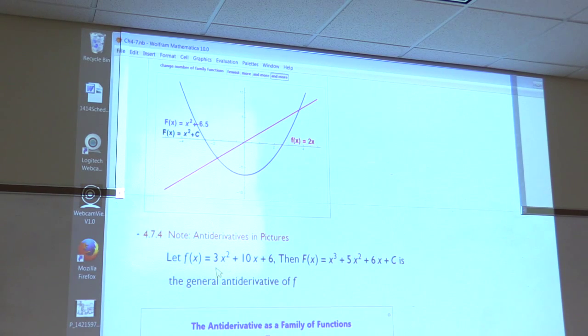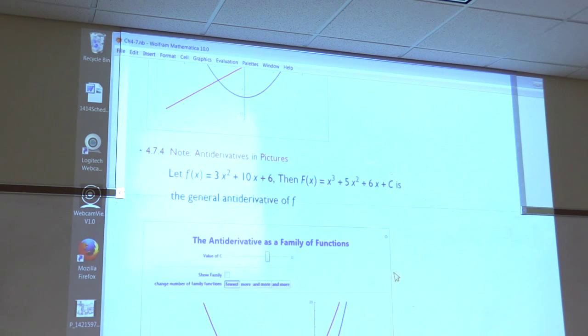So here's another example. If little f of x is 3x squared plus 10x plus 6, then does everyone agree that this is an antiderivative? So how could you check? Just take the derivative of this real quick. Derivative of x cubed is 3x squared. Derivative of 5x squared is 10x. Derivative of 6x is 6. And then we always throw a c on there because that gives us the family of functions.